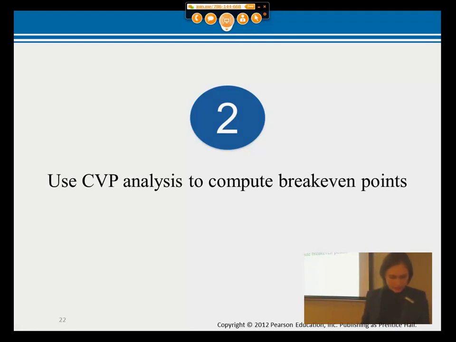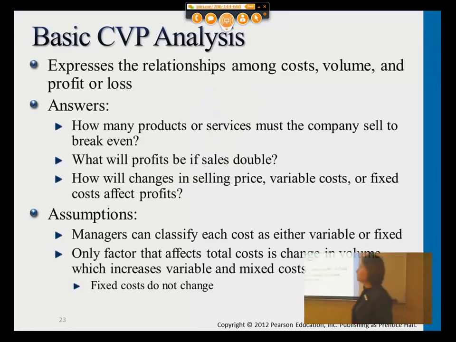So what is CVP? CVP stands for cost, volume, profit. So you're going to do some analysis to figure out what are these three components. What is the cost, what is the volume, and what is the profit? So the analysis expresses some relationship, right? And profit is not always profit. It can be loss.